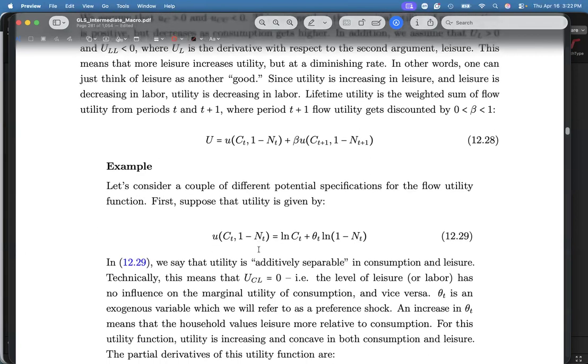So hopefully that answered that question. Please go back to chapter 9, chapter 10. There's probably a couple more paragraphs on what the interpretation of beta is. But essentially, it's a discount factor for future utility.